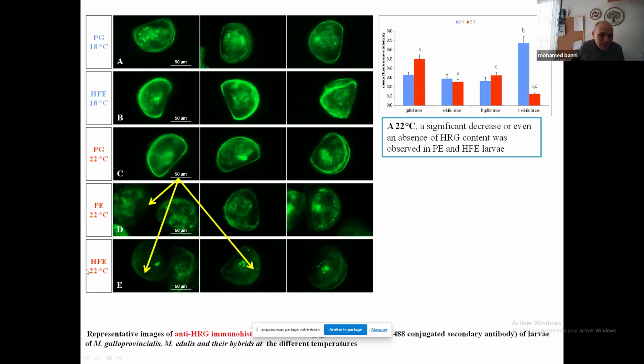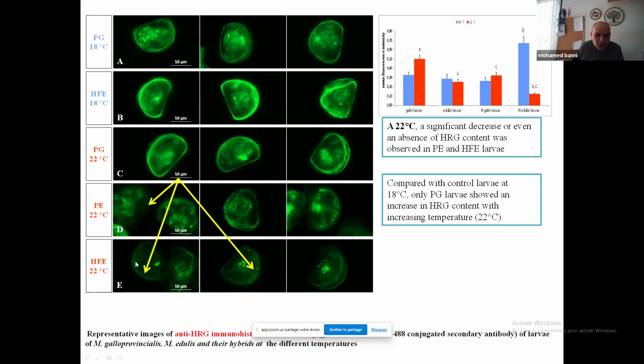with pure edulis and hybrid from female edulis. And hybrid from female edulis are losing this green dye completely. What does that mean? That means that in hybrids from female edulis, we are losing the ability to deposit calcium. So that's why the shell is not well formed, and that's why we are facing a malformation situation, which will lead to the death of these early life stages.